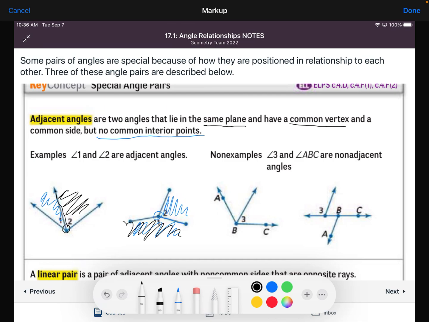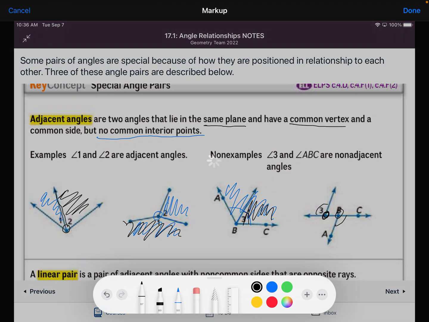Here are some non-examples. Angle 3 and ABC: here's angle 3, here's angle ABC. They do share a common side, but the points inside ABC overlap with the points inside 3. So they do have common interior points, so they're not adjacent angles. The next non-example is angle 3 and ABC, and these actually have a different vertex. B is the vertex of ABC, and 3 has this vertex right here. Since they have a different vertex, they are not adjacent angles.